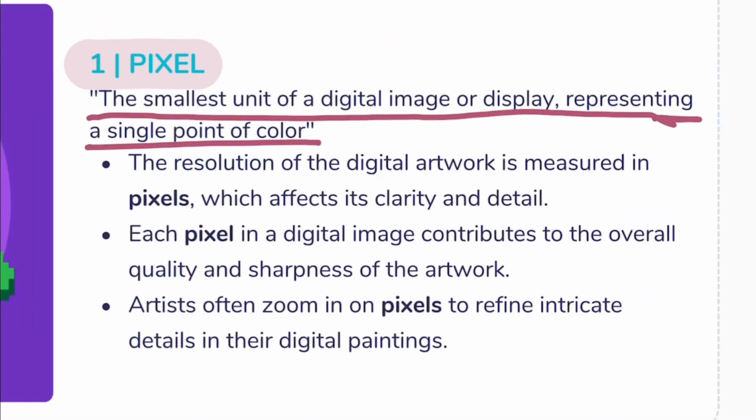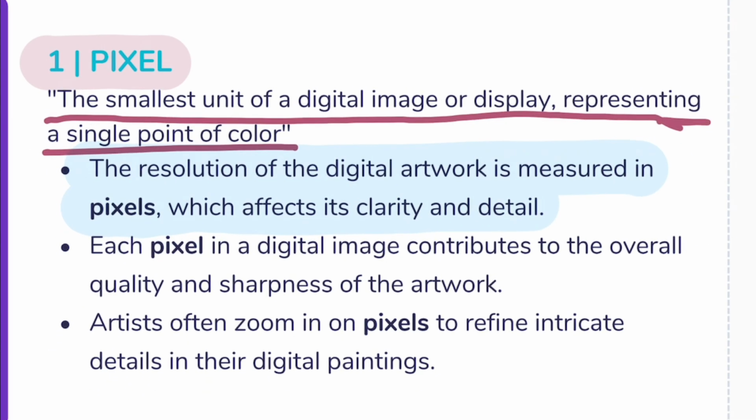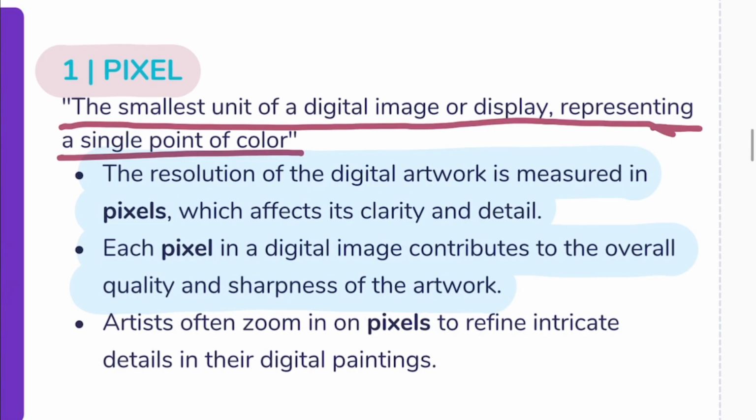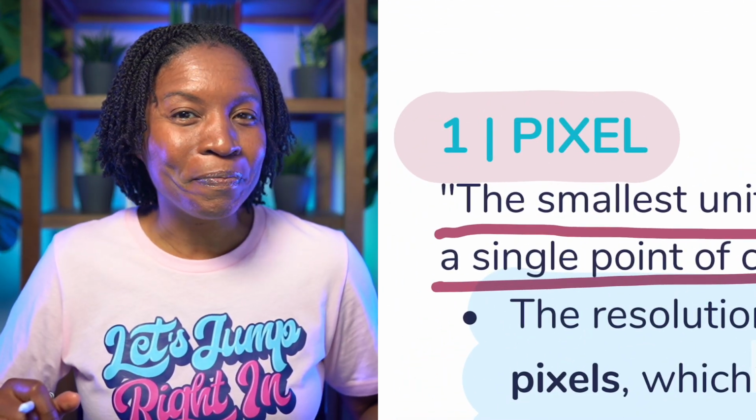Our first example sentence is, the resolution of the digital artwork is measured in pixels, which affects its clarity and detail. Number 2, each pixel in a digital image contributes to the overall quality and sharpness of the artwork. And finally, artists often zoom in on pixels to refine intricate details in their digital paintings. Once again, our first term is pixel.